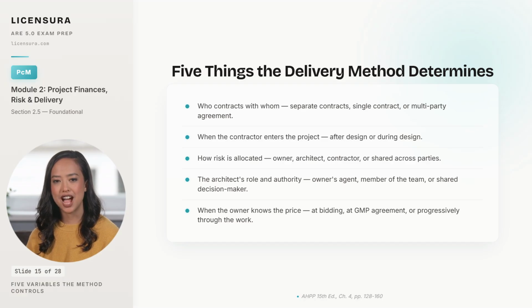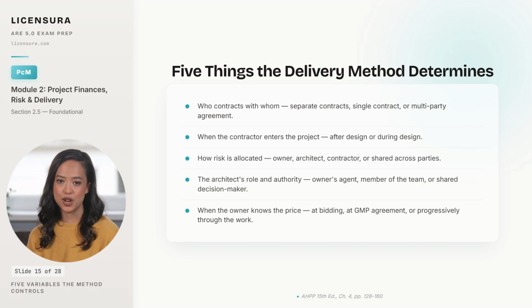The third is how risk is allocated. Cost overruns, scope changes, and constructability problems fall on different parties depending on the method, and the wrong allocation can leave the architect carrying liability for decisions the contractor should have owned. The fourth is the architect's role and authority, which ranges from independent owner's agent with field authority to one member of a collaborative team with shared authority.